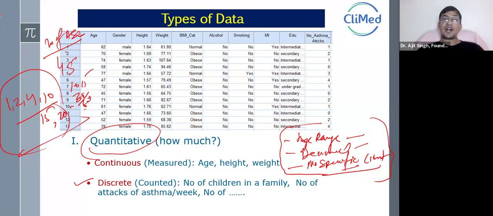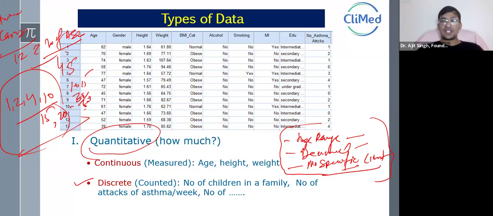And number of cars in the family: 1, 2, 3, 4, 5. Limited number. First of all, there is no huge range. There is a specific limit, and there is no decimal. You cannot count your children like, oh, I have 2.5 children.